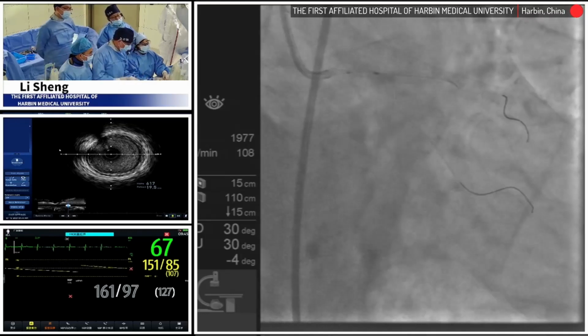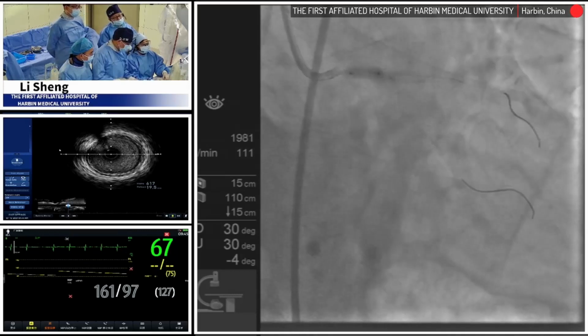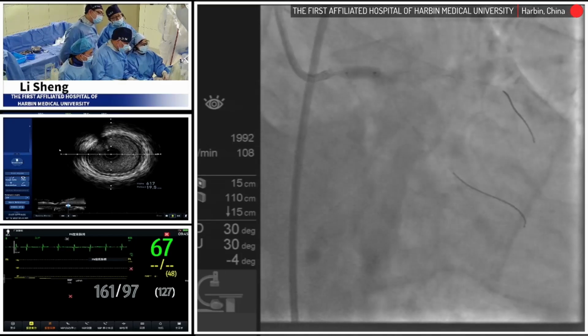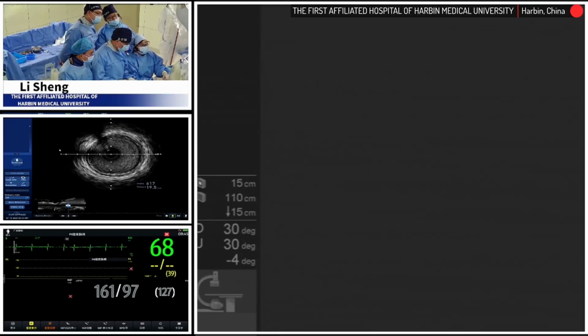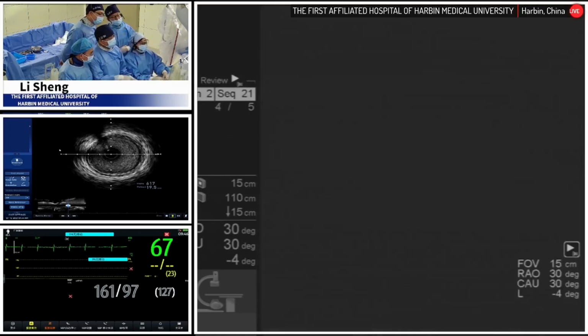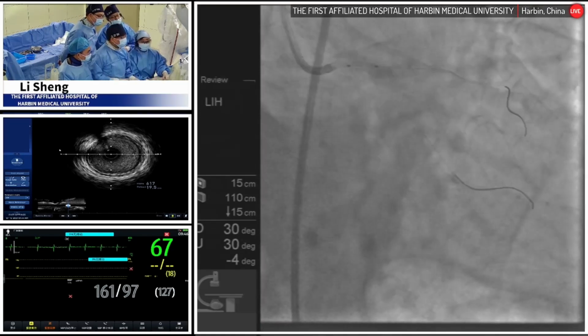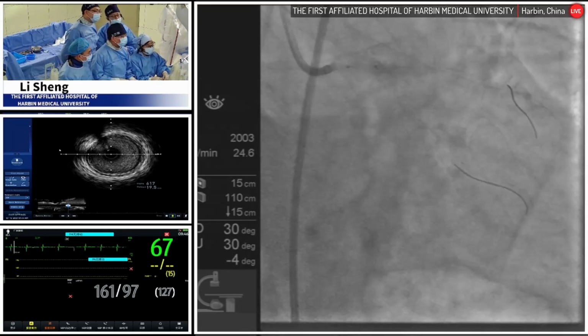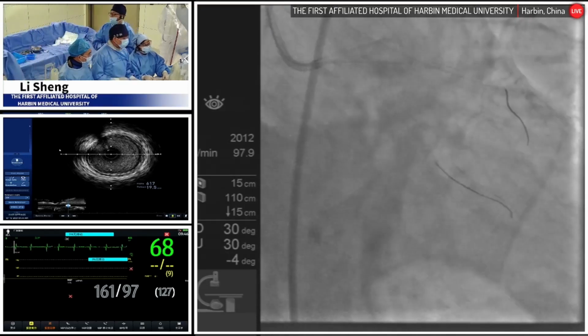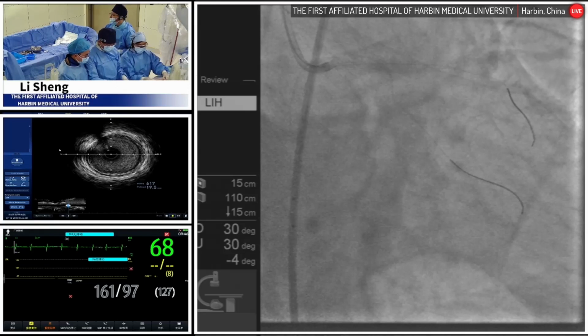Oh, Dr. Sheng does the POT first. So this is a bigger balloon, right? 4.5? No, I think it's 4.0. This is 3.5. Okay. We have the QFR results. We need a 3.0.